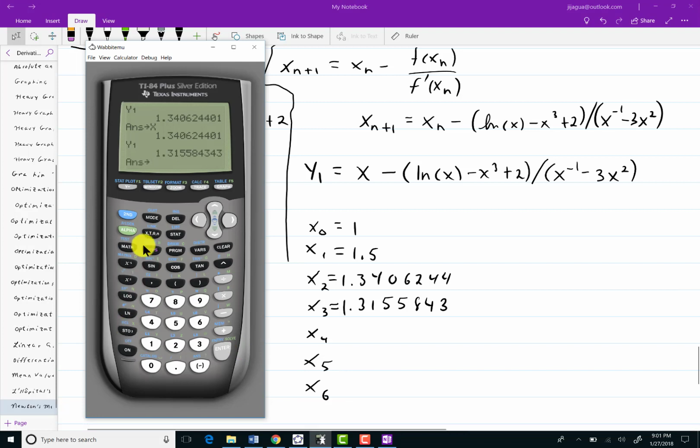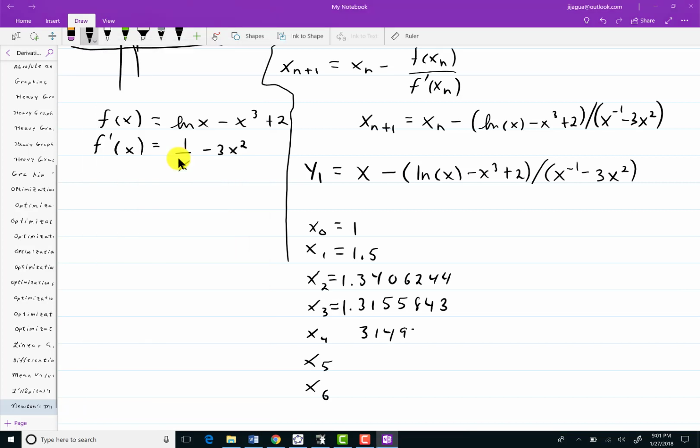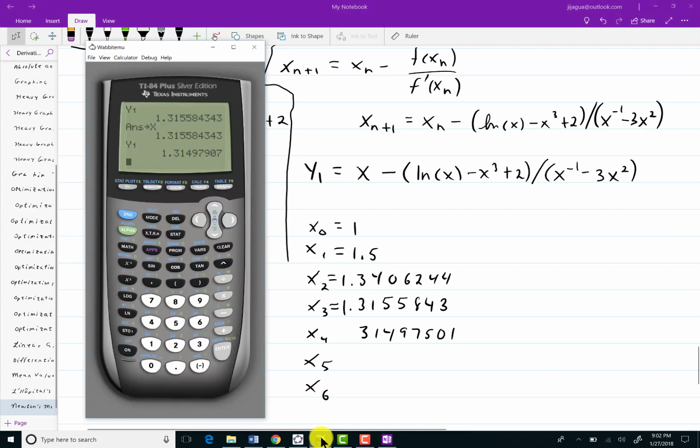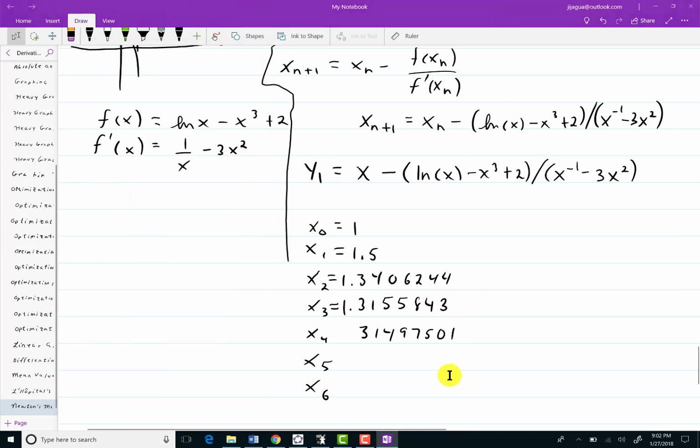Store it into X. Enter. And then give me vars, yvars, function, y1, enter. I'm getting almost 3 decimal places here. I get 3149791. Just make sure that's right. It's a lot for me to remember. 3149791. Okay.